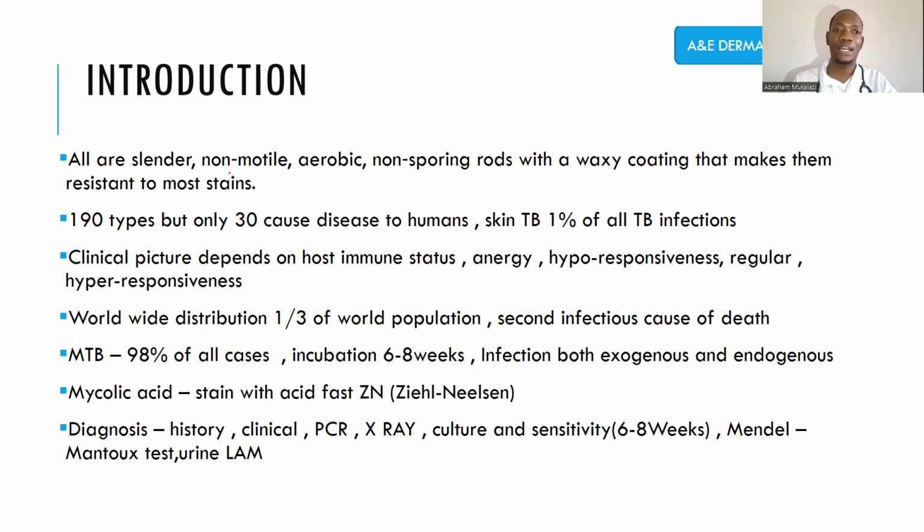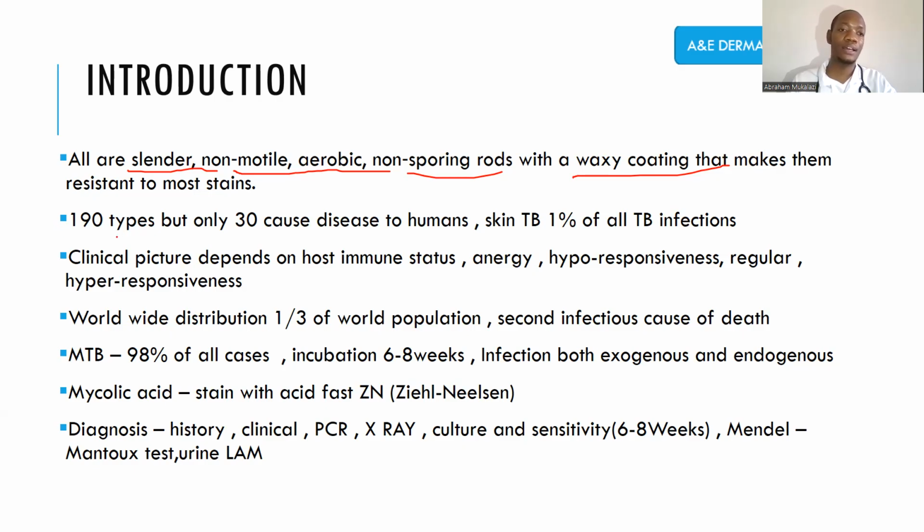So the bacteria itself, Mycobacterium tuberculosis, is a slender, non-motile aerobic bacteria. It doesn't form any spores, but it is a rod, and it has a waxy coating we call mycolic acid that is very resistant to the environment, and also very resistant to Gram staining. So if we are looking for it, you have to do a special stain. And what you have to note here is that it's also one of the slow-growing bacteria.